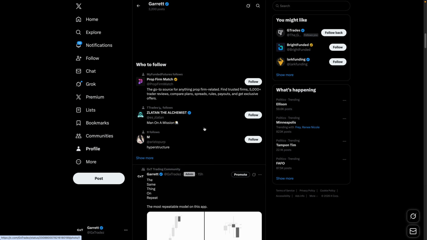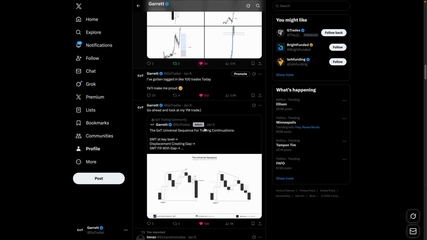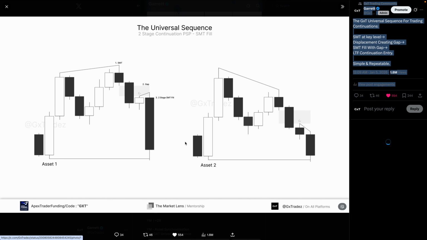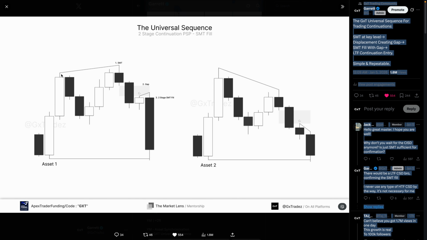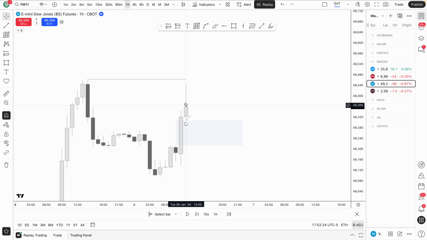It's exactly this right here. This right here, dude. It's literally this. We have the low of day being formed, price expands away, creates a gap. The candle that creates the gap is a PSP, you get an SMT fill. And it's a strength switch, even better, dude. So now you have a strength switch to confirm asset synchronization. Go to the 5 minute.